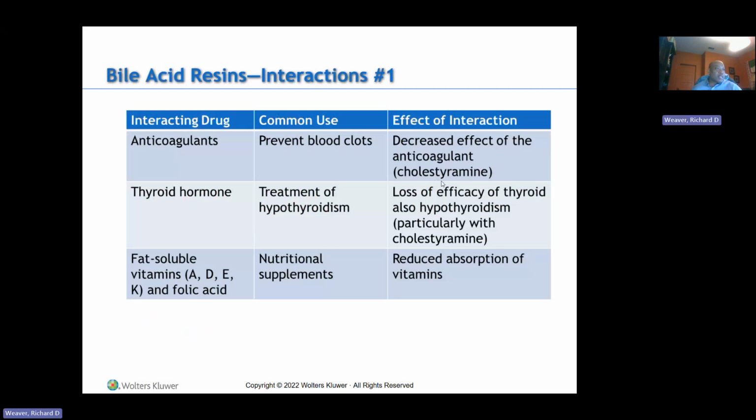They're talking about the cholestyramine in these two boxes here. It also interacts with fat soluble vitamins A, D, E, and K, as well as folic acid. And these are your nutritional supplements. Basically, given together with this bile acid resin, it can reduce absorption of these vitamins. And of course, as you know, we need these vitamins, and so it would decrease the absorption thereof.